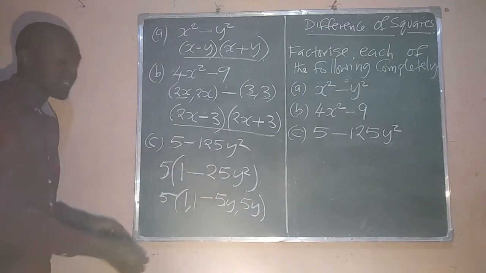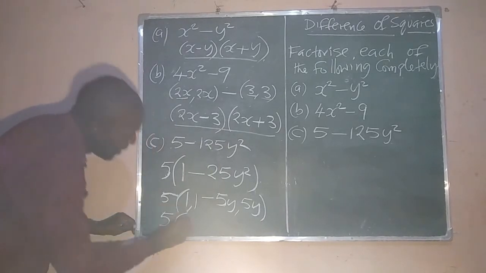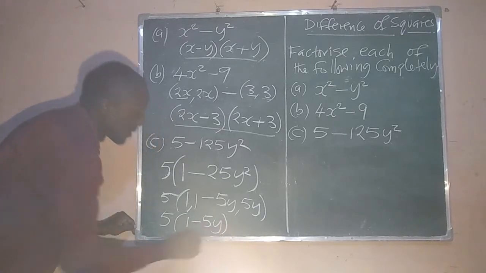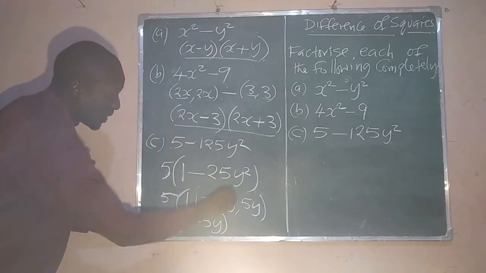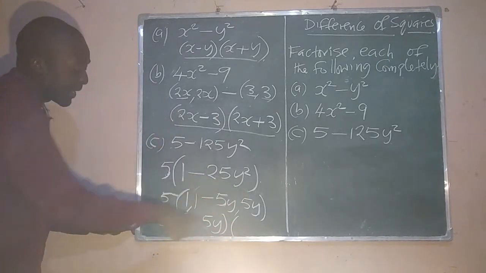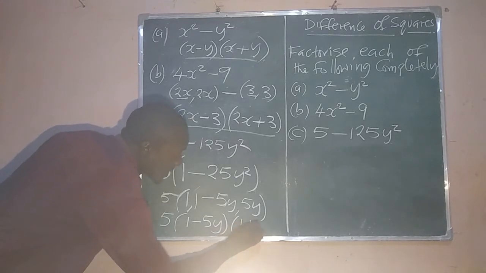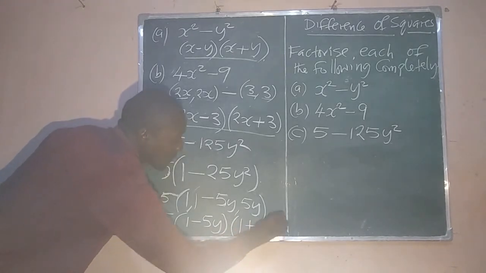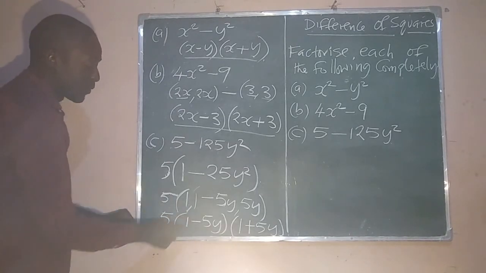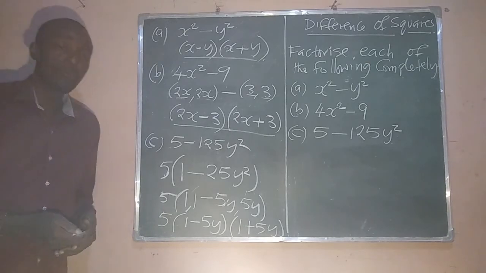To complete the factorization, you are going to have 5 here, 1 minus 5y. We've used these two, then we remain with this one. When you open other brackets, don't use the minus again. You are going to have 1 plus 5y. So we have the same things in the brackets, the only difference is the sign. So this is where difference of squares ends. Thank you for paying attention.